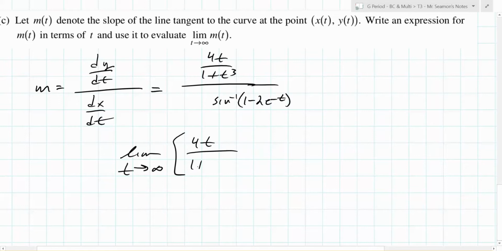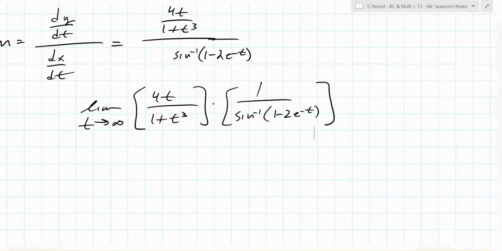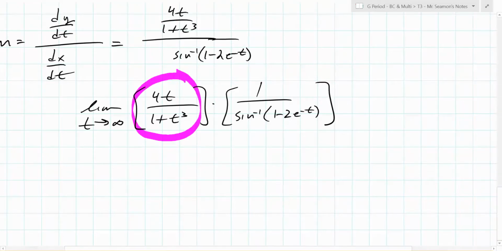So you have this. 4t over 1 plus t cubed. And then you have times 1 over sine inverse. And you might be a little bit anxious at the moment because it's not the best limit. It's also not the worst either. Also, you need to be very careful about this. What do you notice about the first thing right here? What happens to this as t goes to infinity? What does that go to? 0. Does that automatically mean the whole thing goes to 0? No, you have to do analysis on the second part.